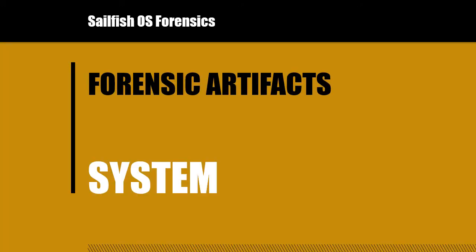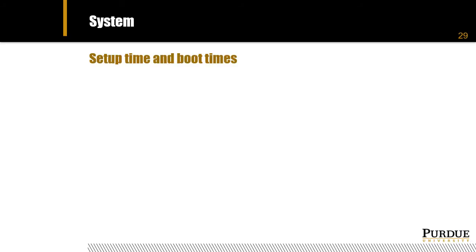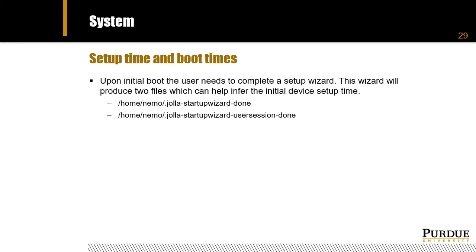This section covers forensics artifacts pertaining to the system. During a forensic investigation, it is important to understand when a particular device's timeline starts. In other words, when the device was set up and first used. Upon initial boot, SailfishOS will prompt the user to go through a setup wizard. As a result, a couple of files will be created on the file system which can help an investigator infer when the device was first set up.